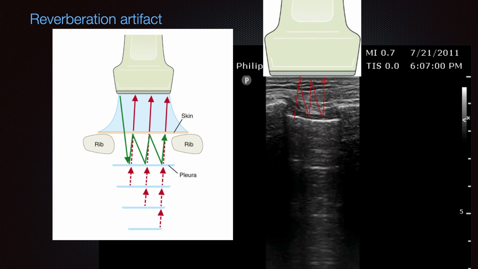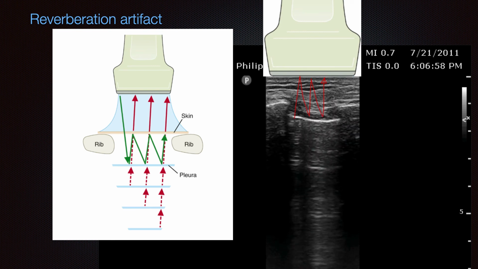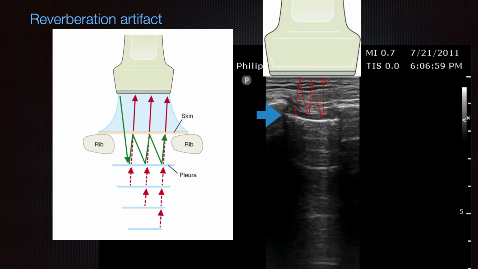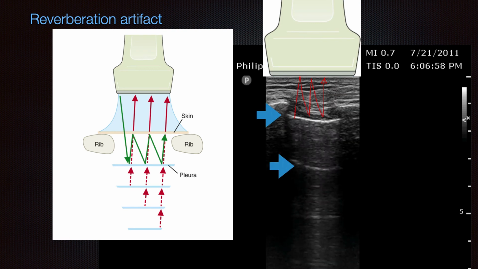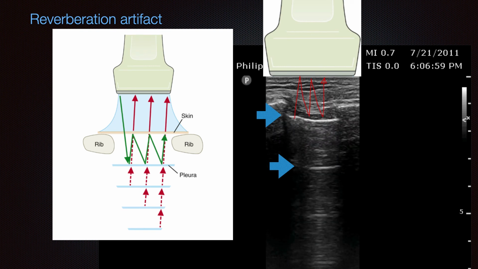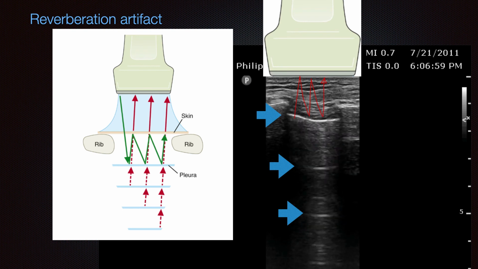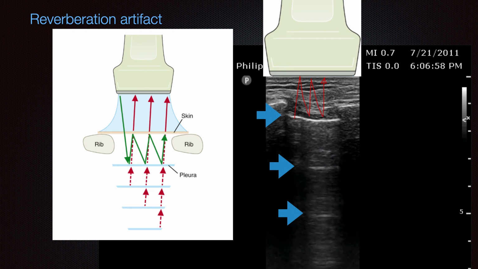All that the probe can understand is that when something bounces back once, it says there's something down here. When it bounces back twice, it puts a line down here called an A line. And again, this becomes clinically important. Here's another A line, because A lines indicate that there's air underneath the probe. So this is commonly seen in lung ultrasound, and we'll talk about that further in the lung modules as well.